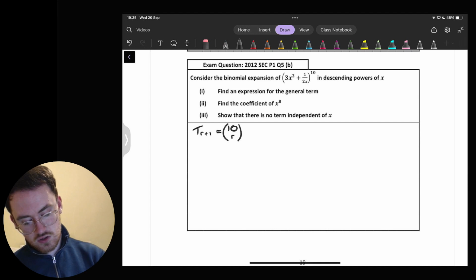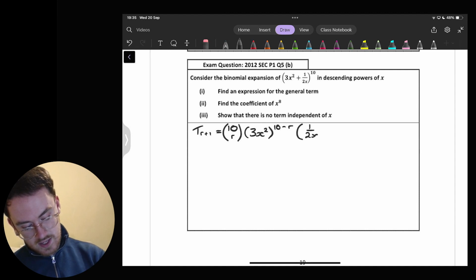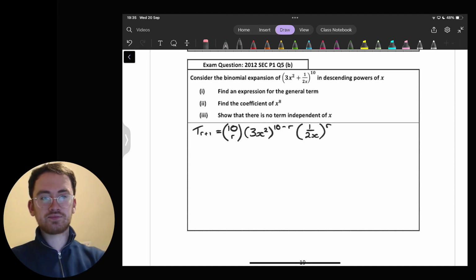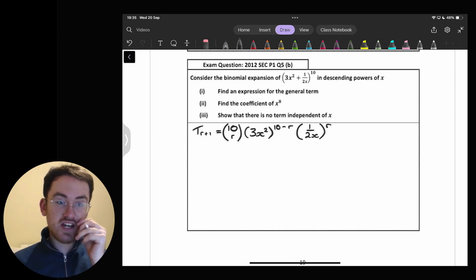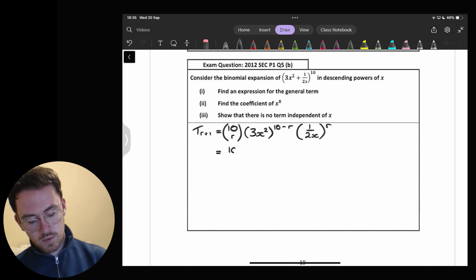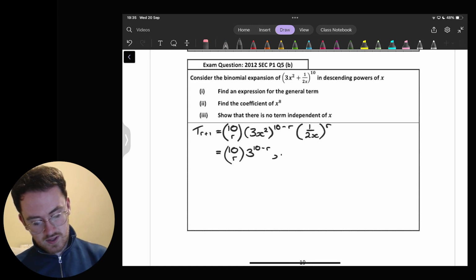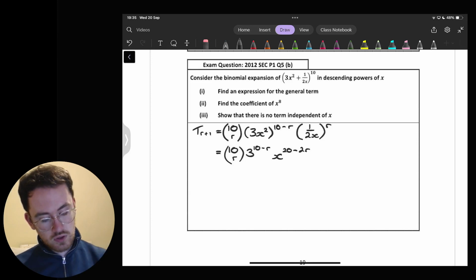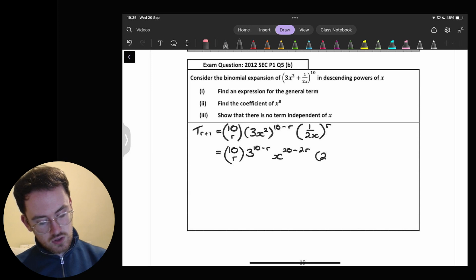So we'll say 10 choose r. It's 3x squared to the power of 10 minus r, and it is 1 over 2x to the power of 4. Okay. If we're looking for the general term, what we'll try and do is simplify this down as much as we can. So using what we learned and explained in the previous example, I can rewrite this as 3 to the power of 10 minus r. I can rewrite this as x to the power of 20 minus 2r, so that's multiplying by that power of 2, and I can rewrite this part as 2x to the power of minus r.